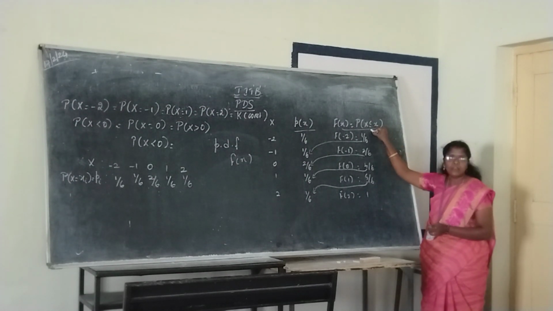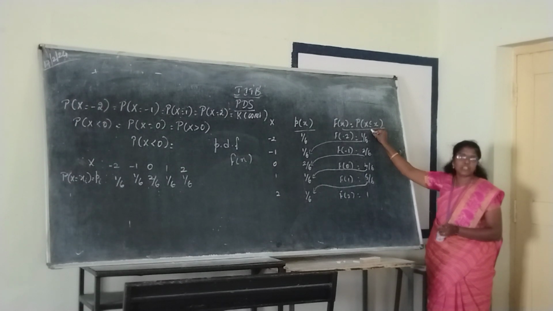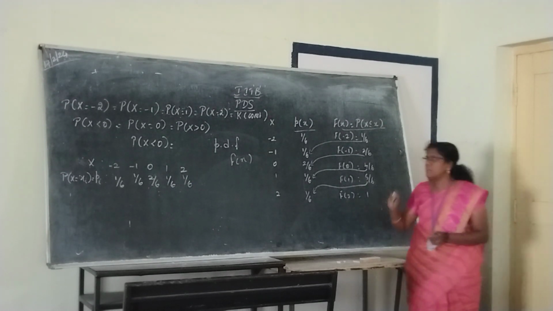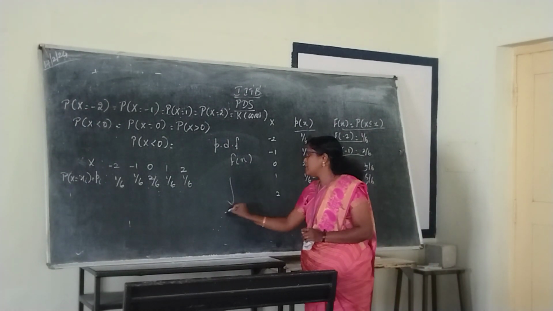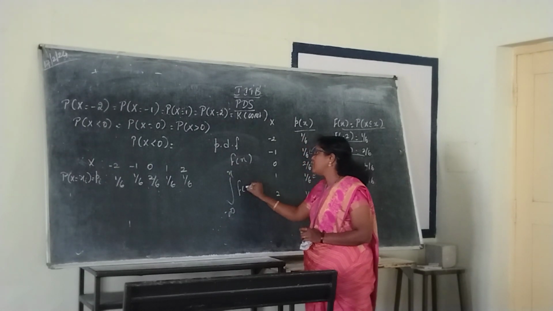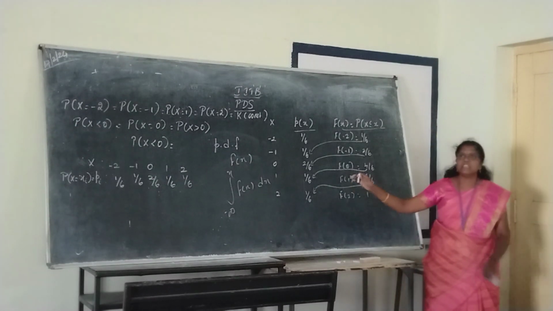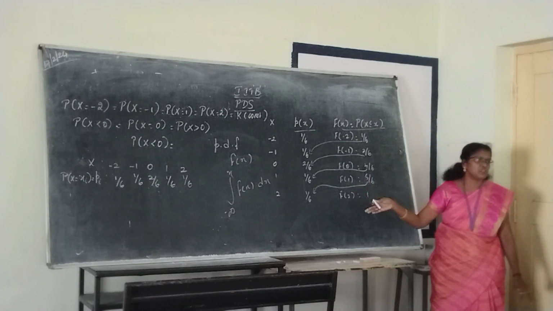Here what we did was addition, summation up to the point x. So for the continuous case, we have to do the integration till the point x, so that we define it as integral minus infinity to x f of x dx. This is the definition for your distribution function.